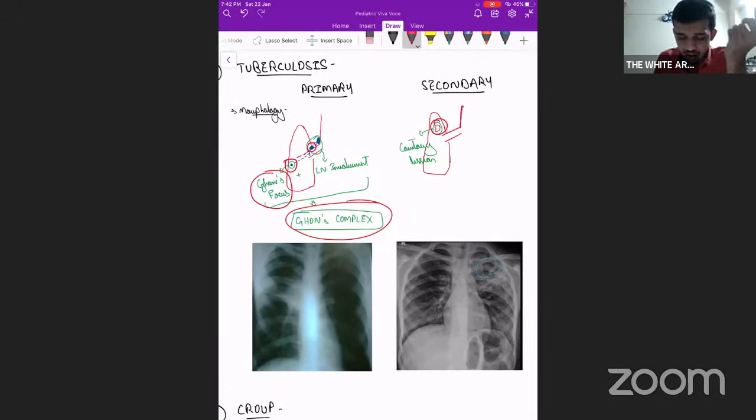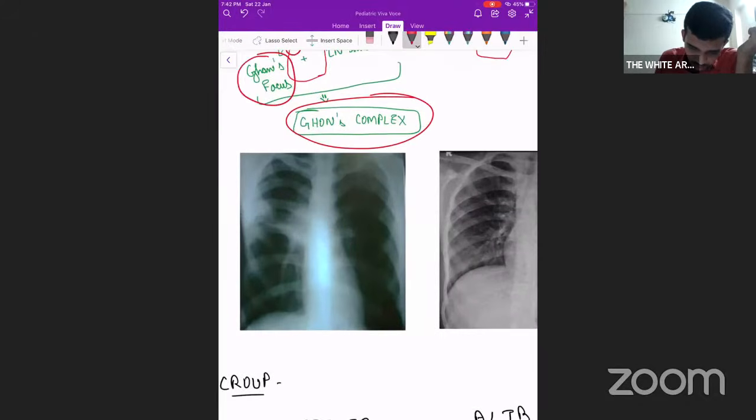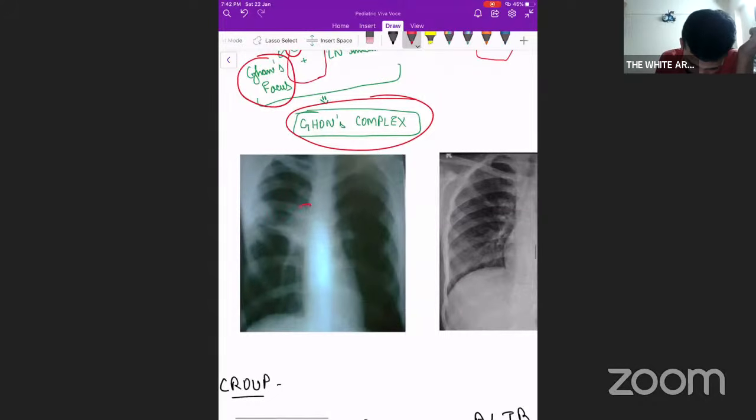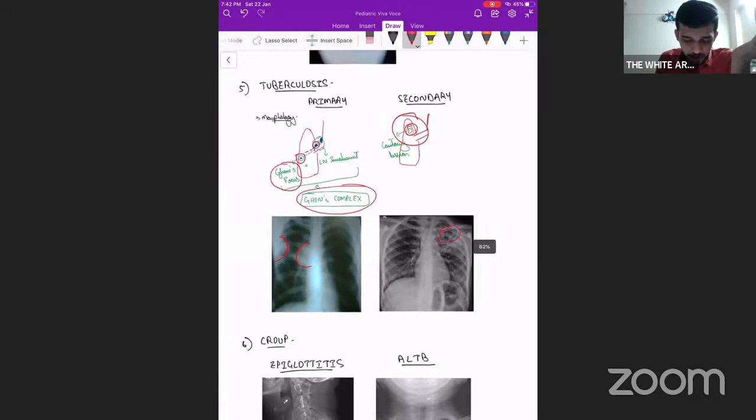This one is more common in the right upper lobe, and it is common in the periphery of the upper part of the right middle lobe. It will usually be in the periphery. So this is again a primary tuberculosis wherein you have a parahilar lymph node with the Ghon focus over here, and this is the secondary tuberculosis. You will see the cavitation over here, correct? So these are the two types of tuberculosis.